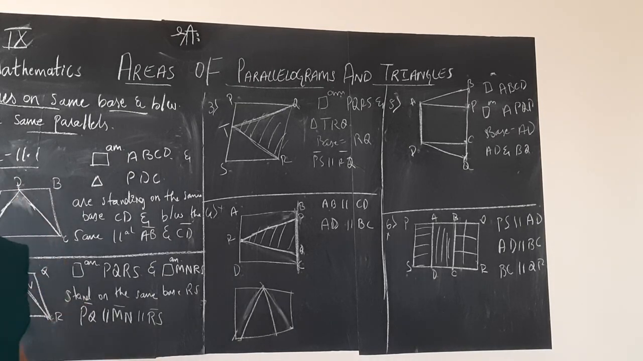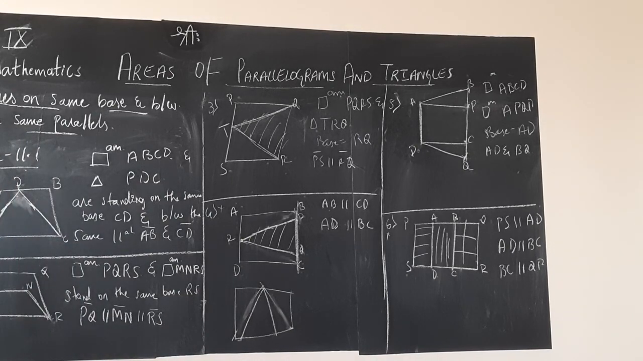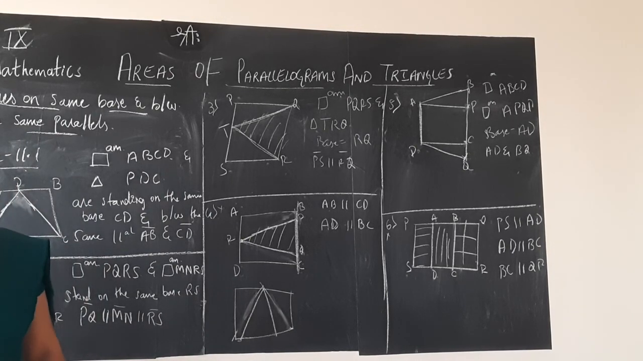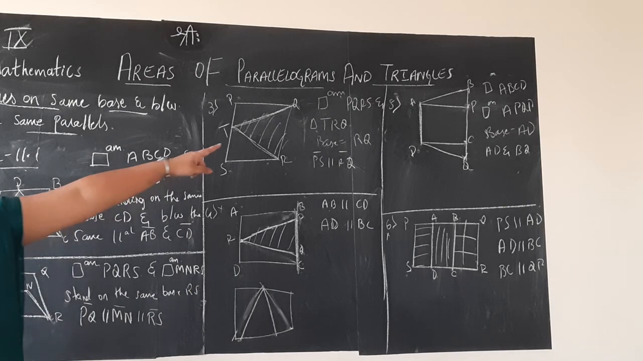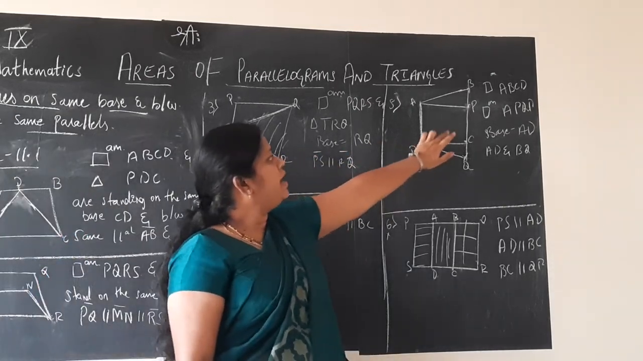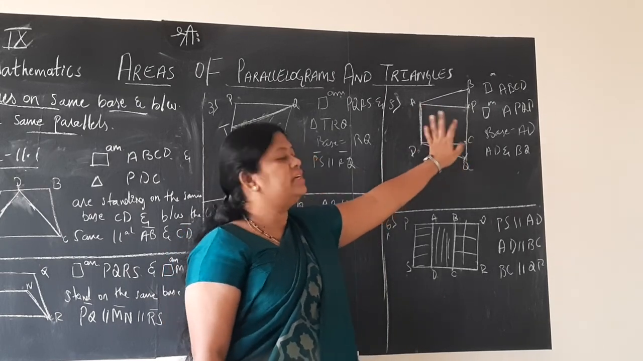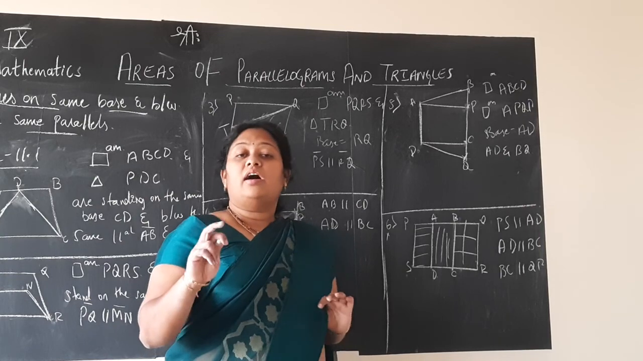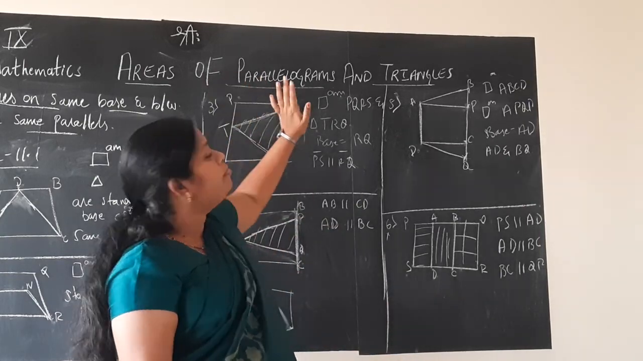So this completes your first exercise, exercise 11.1. In the next session, I will be explaining the very first theorem of this lesson. There we will prove something about two parallelograms. A best example is question number 5. We have two parallelograms which are lying on the same base and between the same parallels. What is our aim here? We are going to find the area of parallelograms.